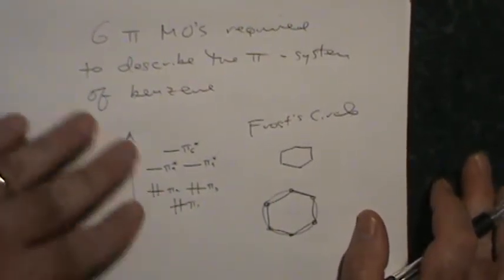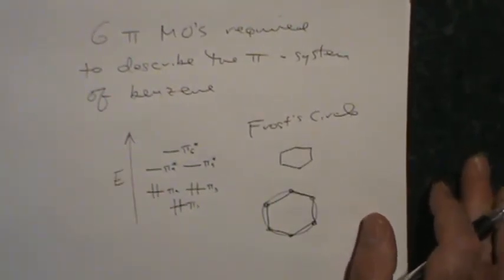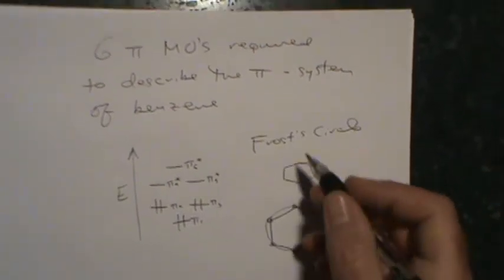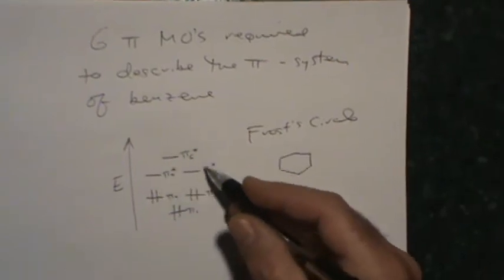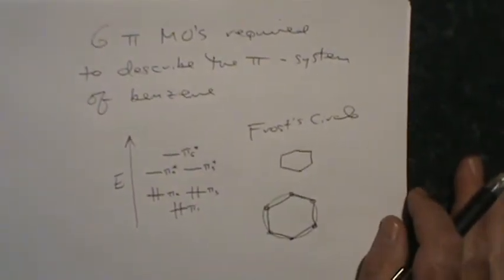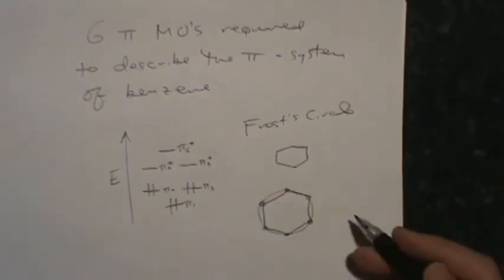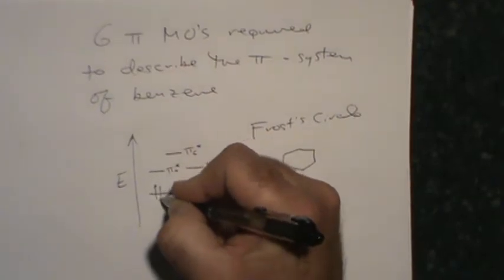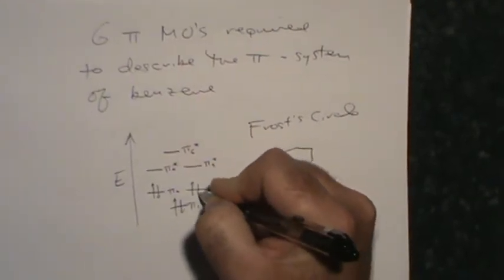Now we'd need to look at the details of those pi molecular orbitals in order to figure that out. Don't worry about that right now. Frost's circle just tells us how these pi molecular orbitals are spaced energetically with respect to each other, and it's very easy to fill in where the electrons would go. If you'd like, you can show the spin of the electrons, but it's kind of just assumed that those are going to be spin paired.